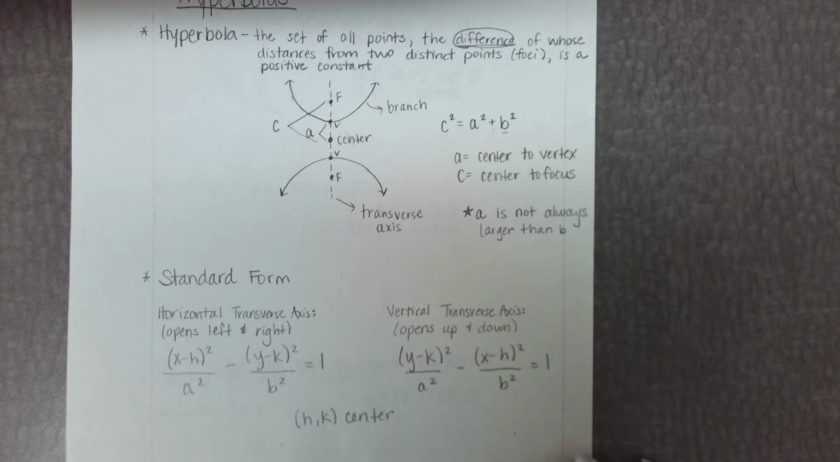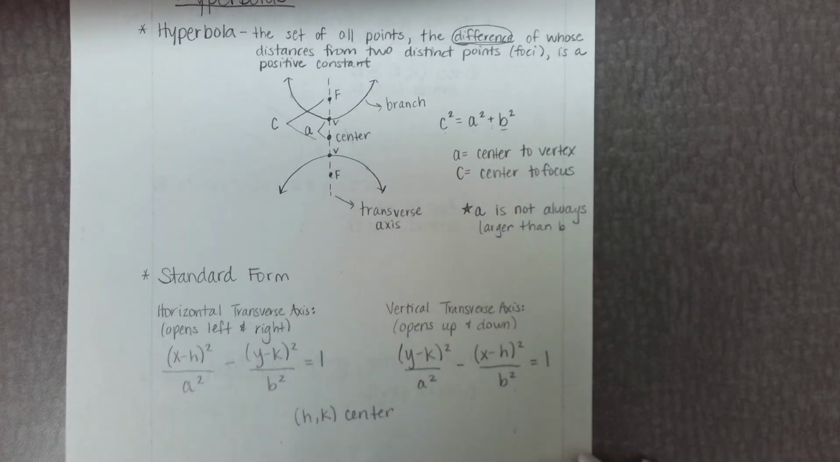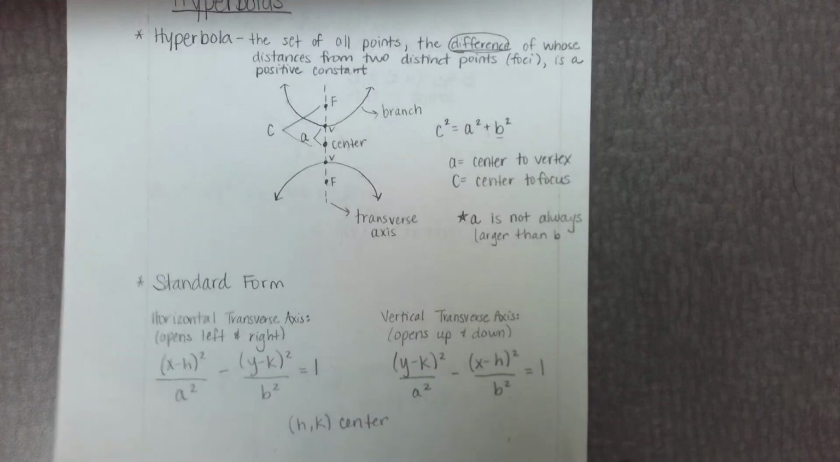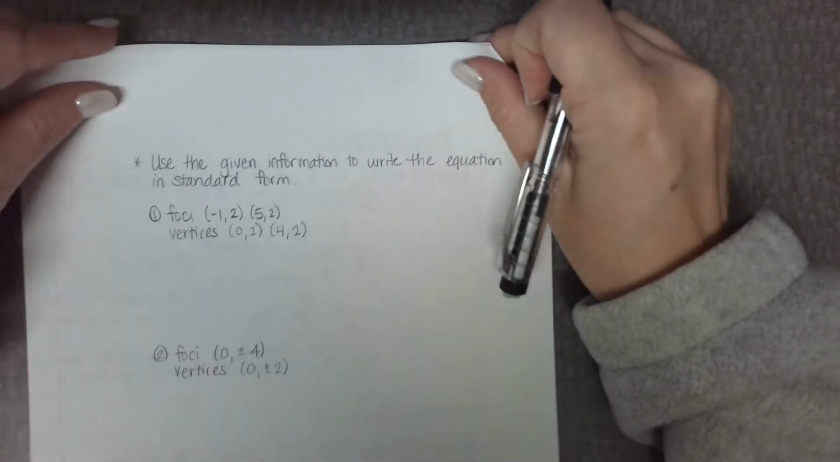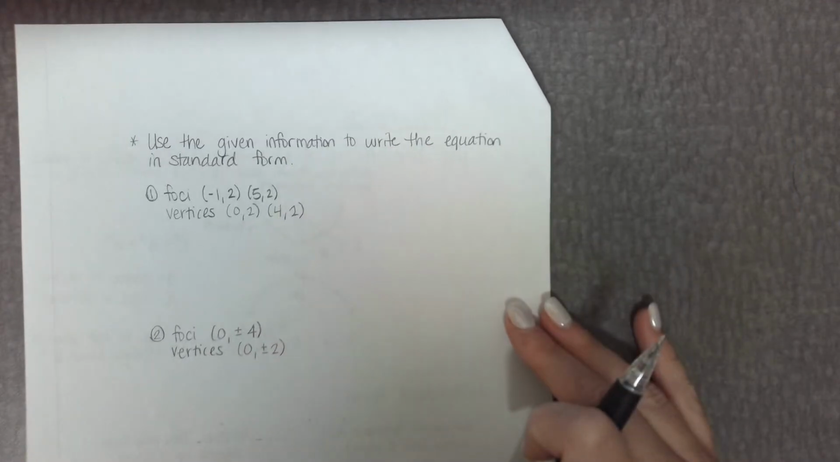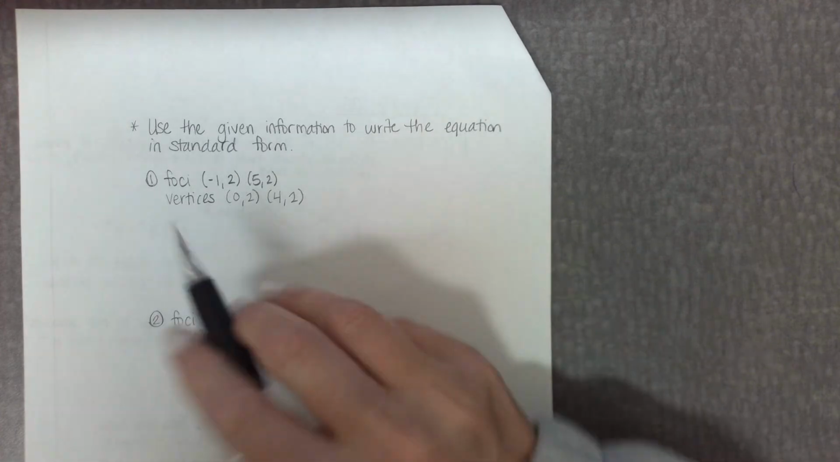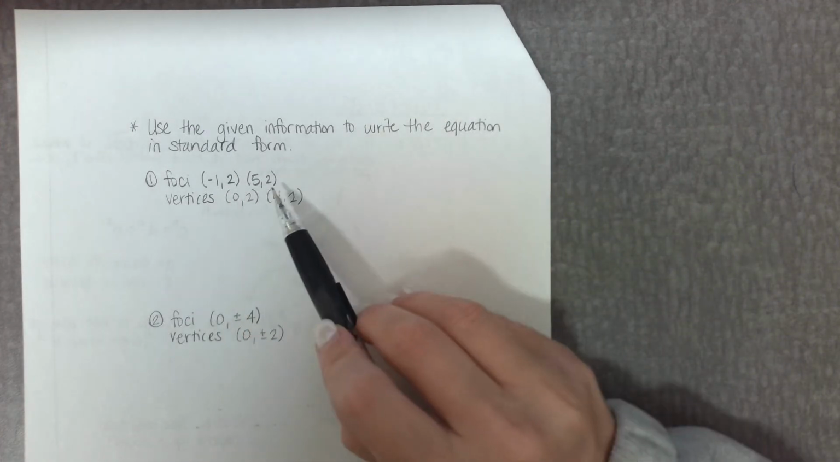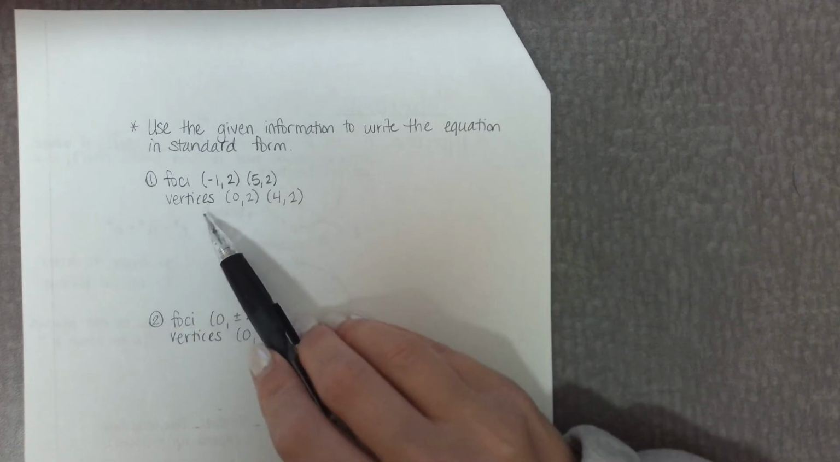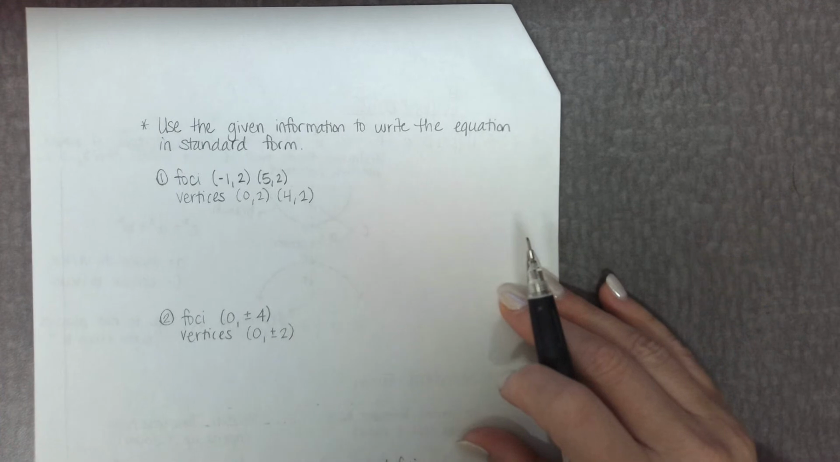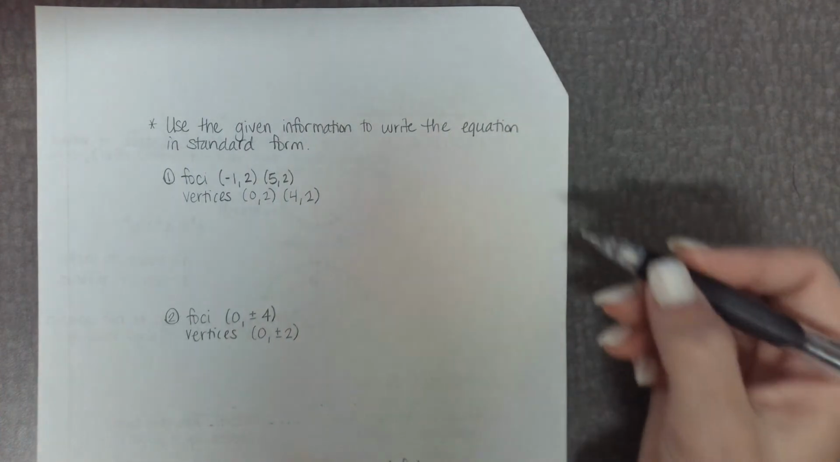And so now that we know those, if we're given some information about our hyperbola, such as where the vertices are or where the foci are, we should be able to write our standard form equations. So let's try a couple of those. All right, use the given information to write the equation in standard form. So for number 1, we're given the two foci at -1, 2, and at 5, 2. And then we're given the two vertices at 0, 2, and 4, 2. It always helps to sketch this out so that you can see exactly what you're dealing with. And so I'm going to do that really quick.